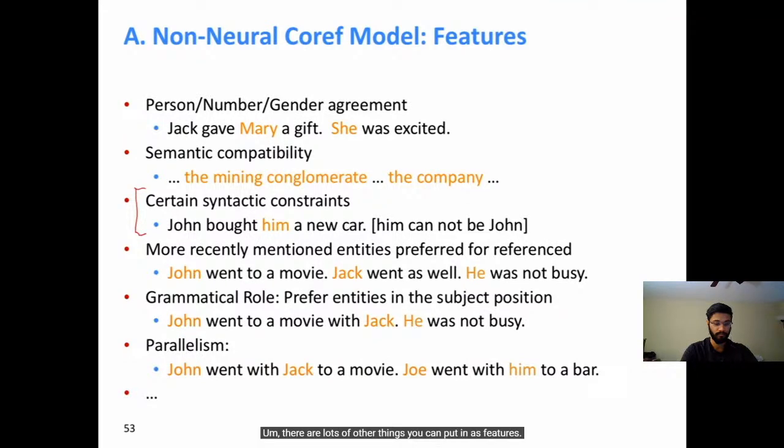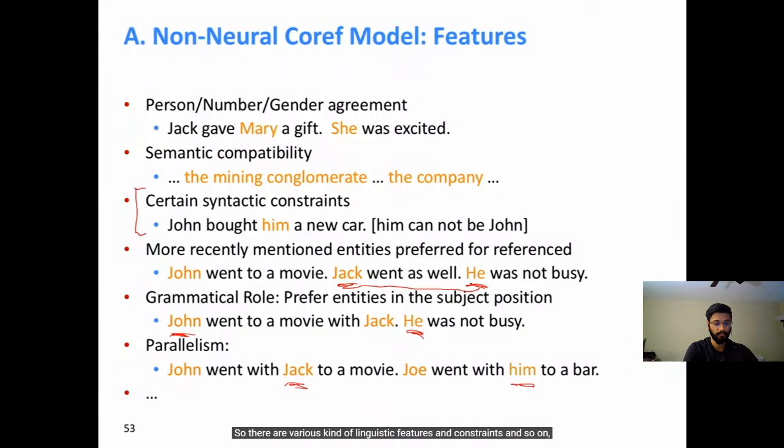There are lots of other things you can put in as features. Recency: John went to a movie, Jack went as well, he was not busy. The most likely referent for "he" is the closer candidate, Jack. I've mentioned subjects are more likely to be the antecedent: John went to a movie with Jack, he was not busy. John seems a more likely antecedent, so that's the subject preference. There's also a parallelism preference: John went with Jack to a movie, Joe went with him to a bar. I think it's reasonable to think that "him" there is probably Jack, and that's for parallelism reasons, as opposed to going with the subject.